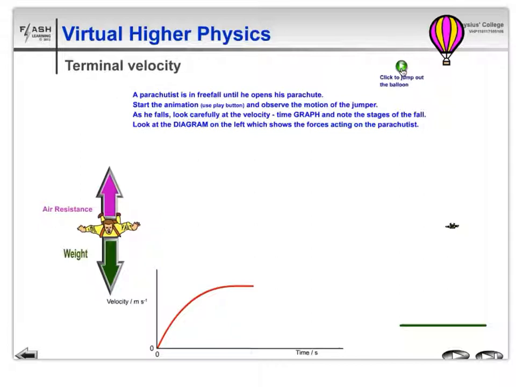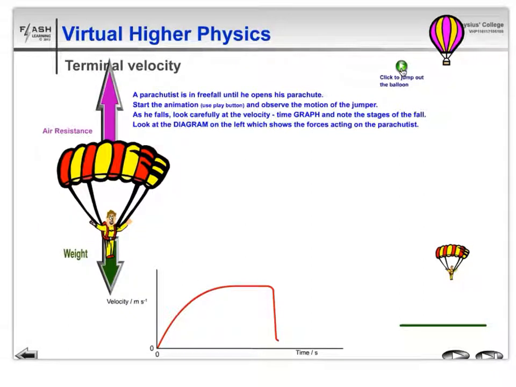But if they open their parachute, that's a fairly dramatic difference. All of a sudden, what you have is a much larger air resistance than the weight. So you now have an unbalanced force upwards, which is going to cause the parachutist to slow down. So remember, it's not going to make them move upwards because they're already falling with quite a large negative velocity. And so the upwards force is going to slow that down to start with. And it will keep slowing it down until once again the forces are balanced.